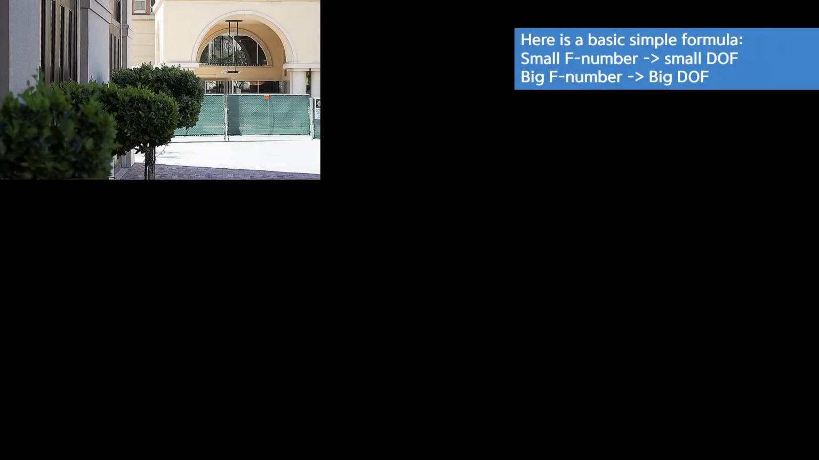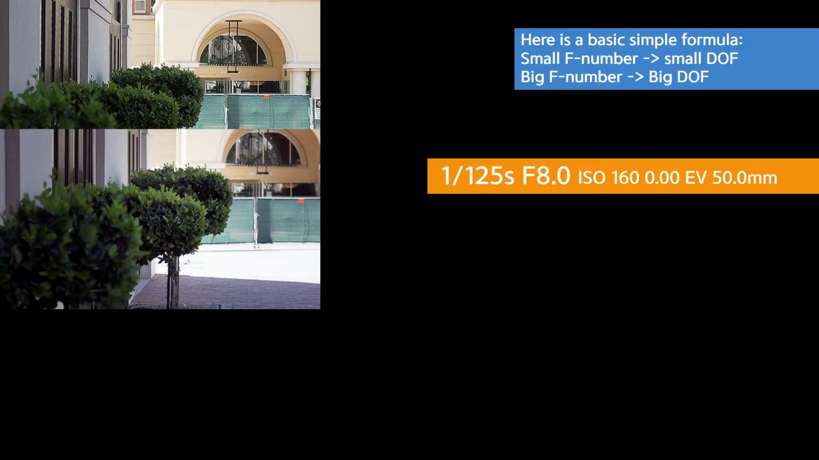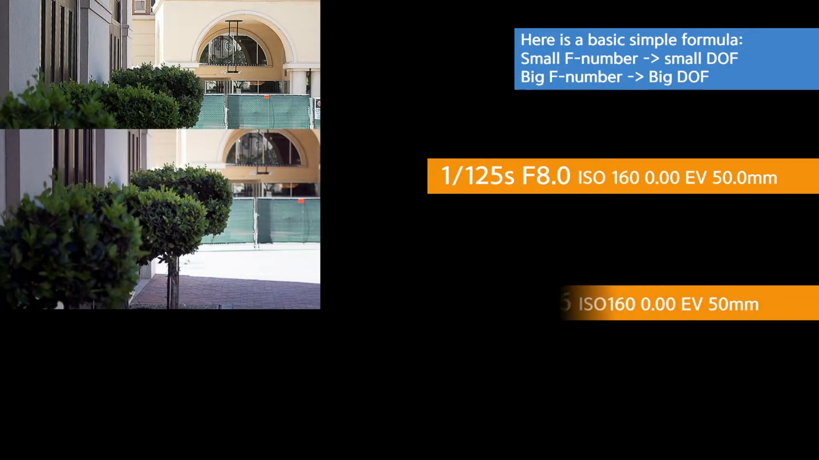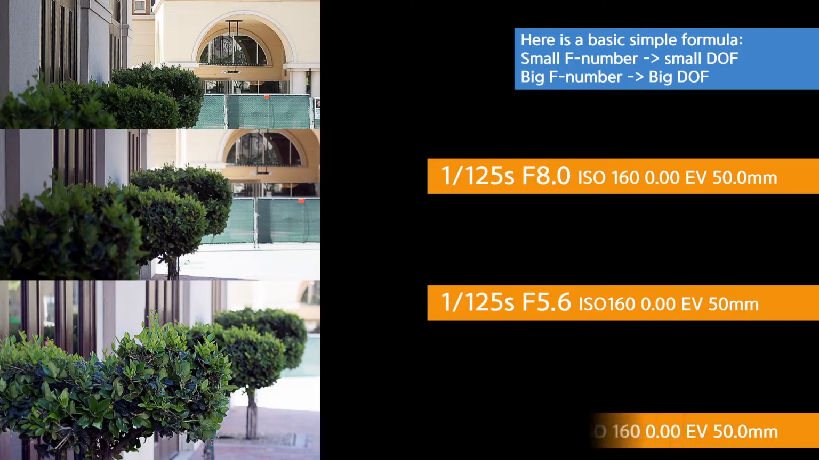The wider the aperture, the more light comes into the lens. The more light you get, the shallower the depth of field is. Here is a basic simple formula. Small f number, shallow depth of field. Large f number, large depth of field.